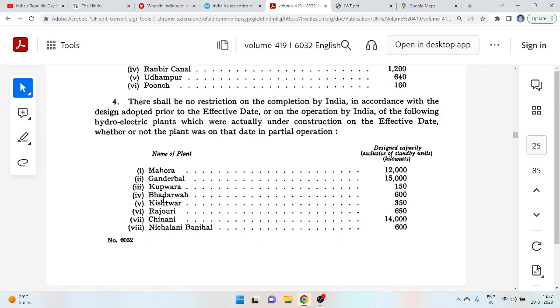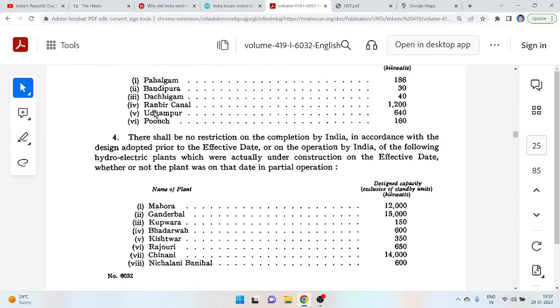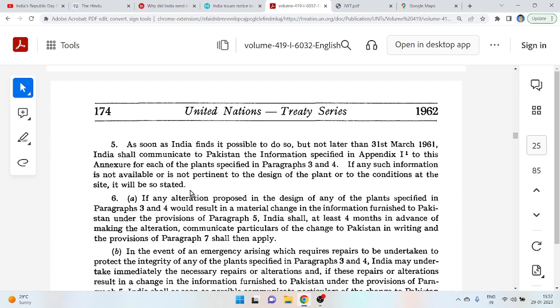And these are the plants which are under construction on the day of signing. That is also there shall be no restriction on the completion by India in accordance with the design adopted. Okay, this is under construction: Mahora, Ganderbal, Kupwara, Bhadarwa, Kistawa, Rajouri, Chinani, Ninchalani, Banihal, and this is their capacity in kilowatt. Okay, so for the already constructed and under construction dams, there is no restriction. Okay, next.